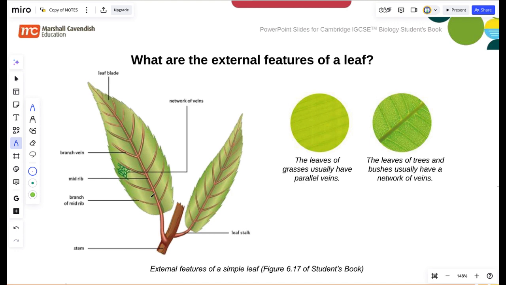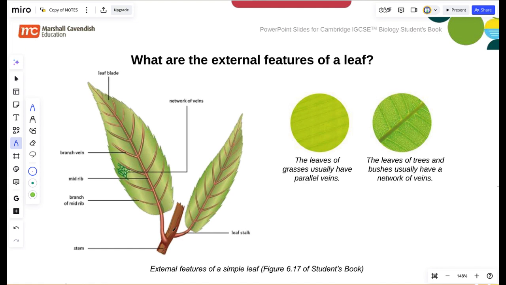And then we have the branch midrib. The branch midrib is also here. Is that okay? And then we have the network of veins. Between two branch veins, you have what we call the networks of veins, just like networks of capillaries in animals.